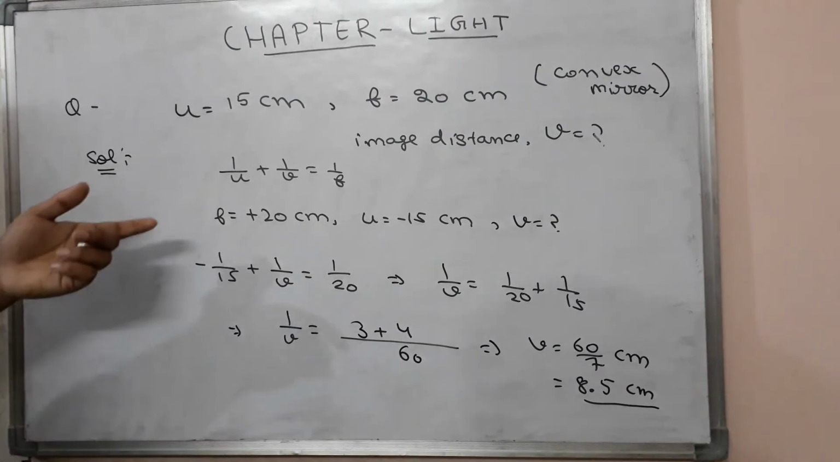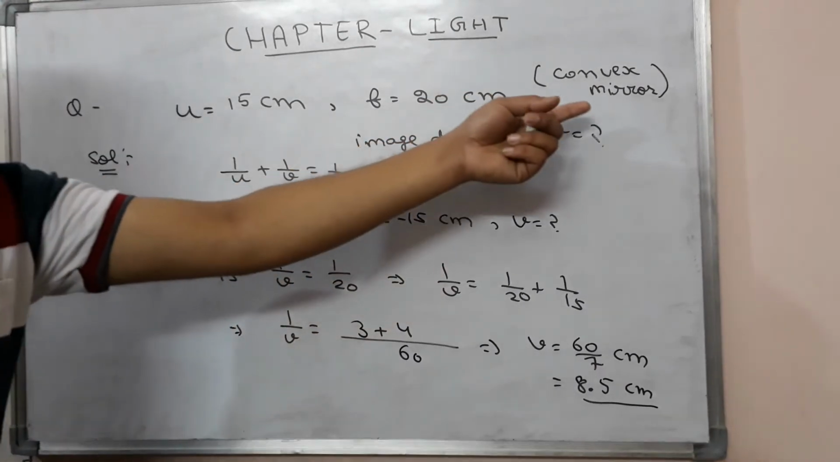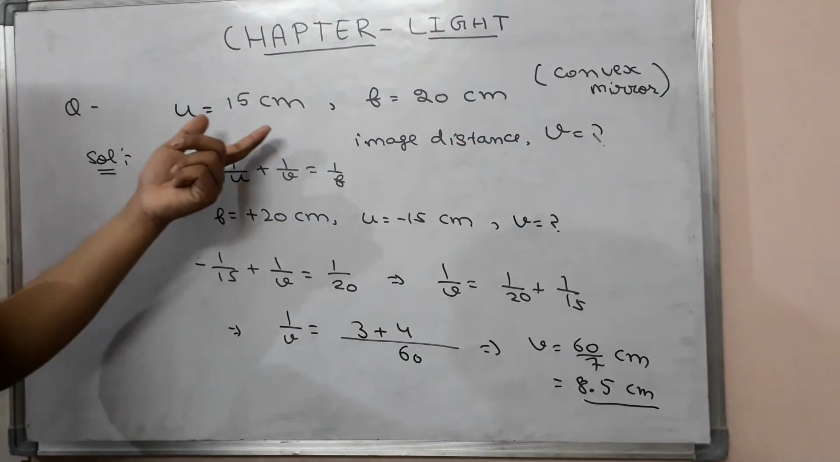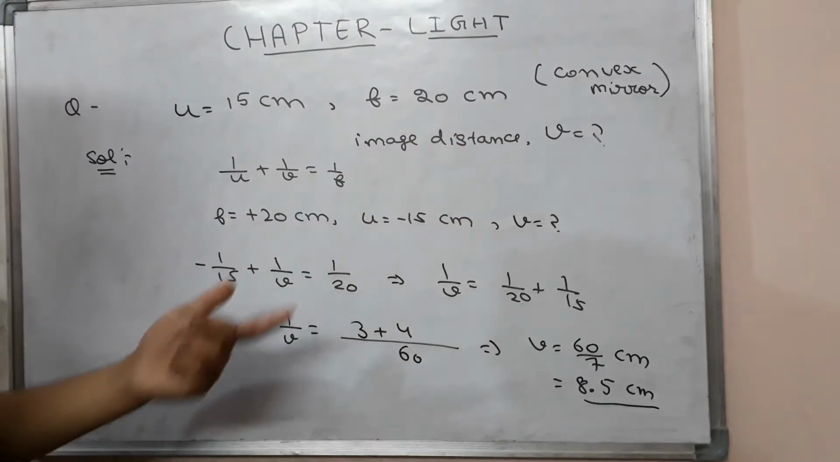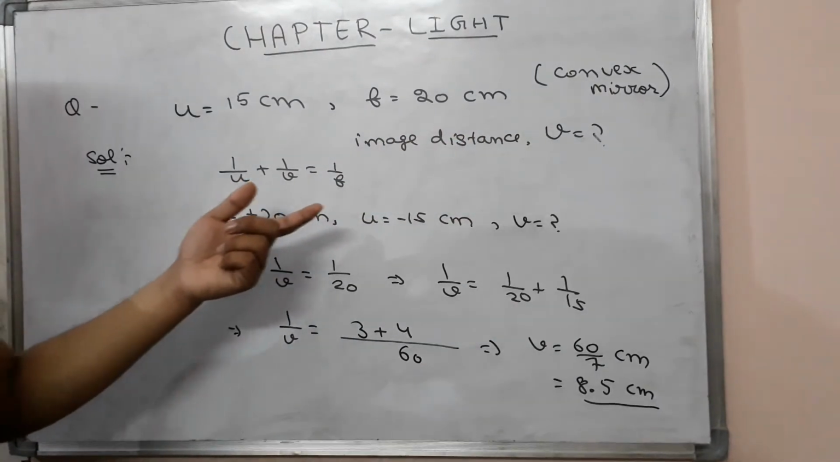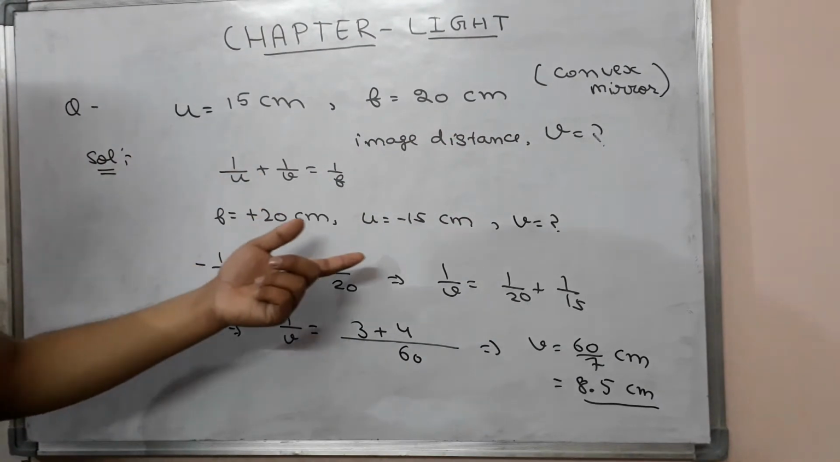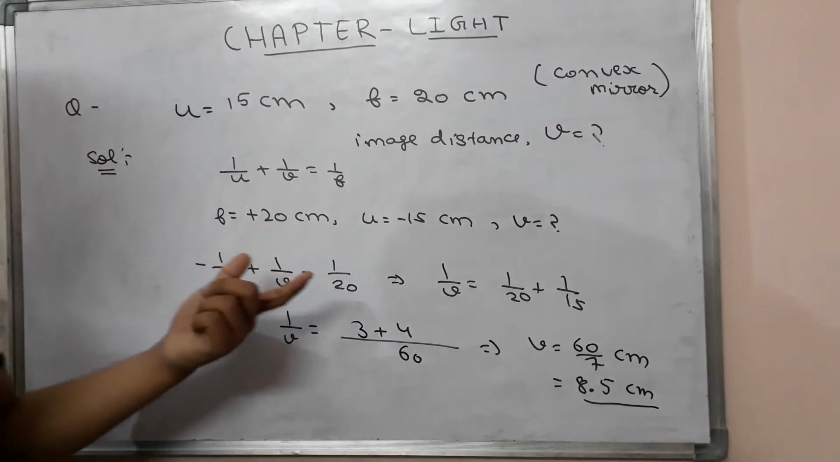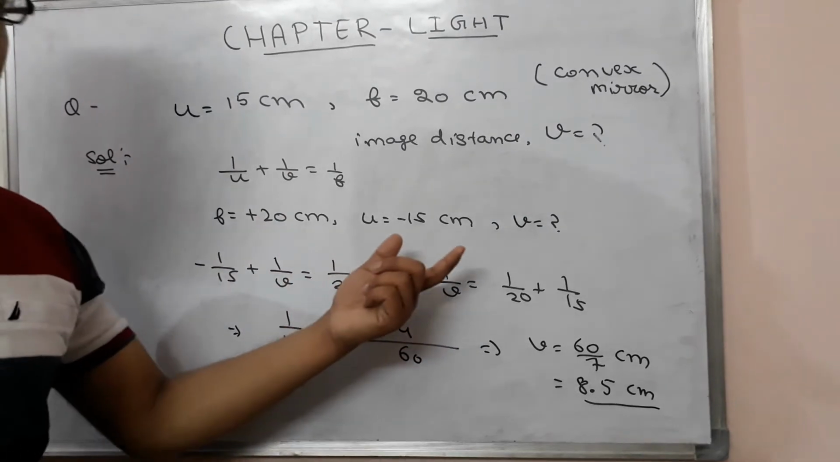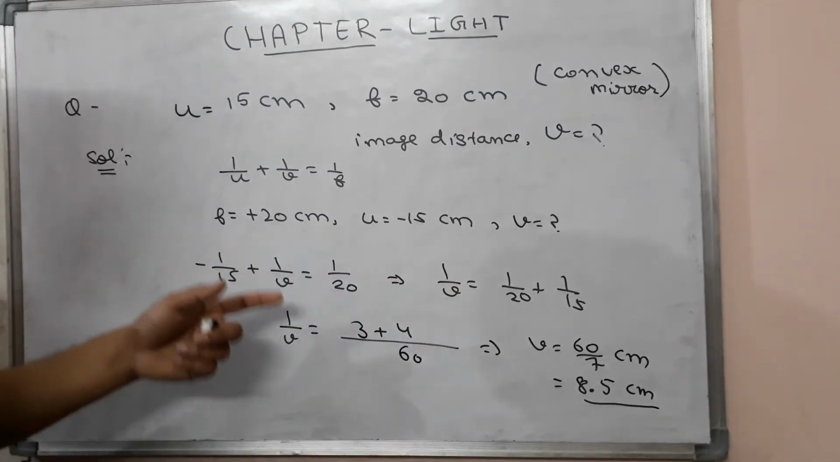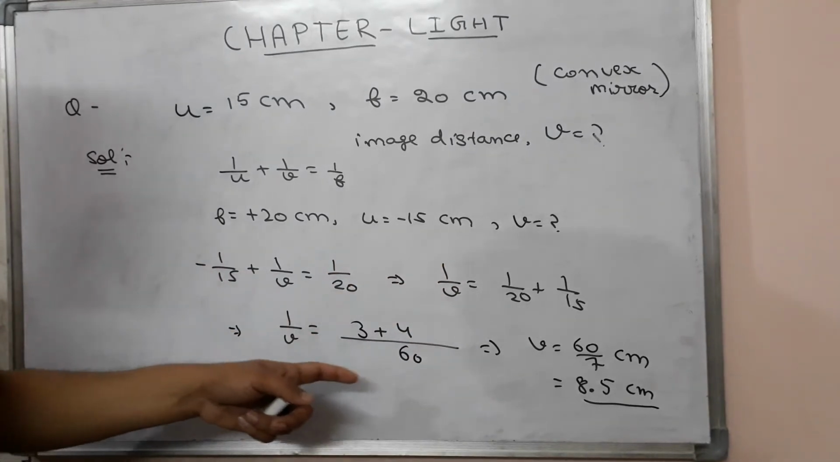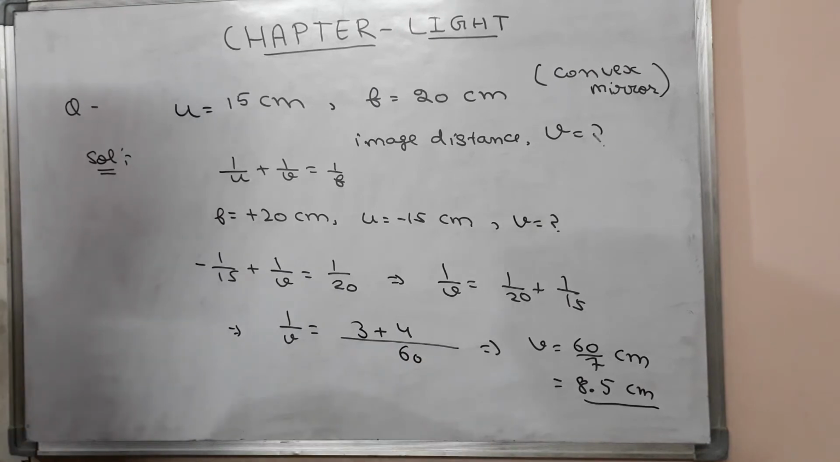So what we have done: this is the convex mirror, the object distance is 15 centimeter and the focal length is 20 centimeter. So we applied the mirror formula, 1 upon u plus 1 upon v is equal to 1 upon f. The focal length is given as 20 centimeter, and the object distance is -15 centimeter. So we substituted the values and our v came out to be 60/7, that is 8.5 centimeter. Now we will do another question.